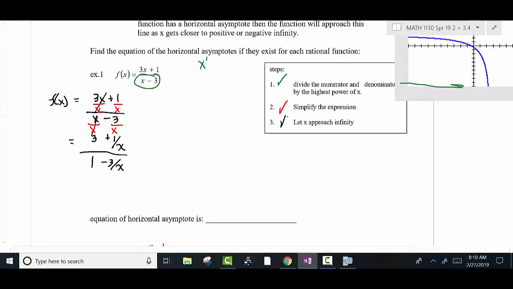Okay, now here's what we do. We're going to let x become an infinitely big number. And if you look at these two pieces of the problem right here, when x gets infinitely big, something happens to those two things. So if you have 1 over x or negative 3 over x, if you put in an infinite number, do you know what that goes to? If you take 1 divided by something infinitely big, you know what happens?